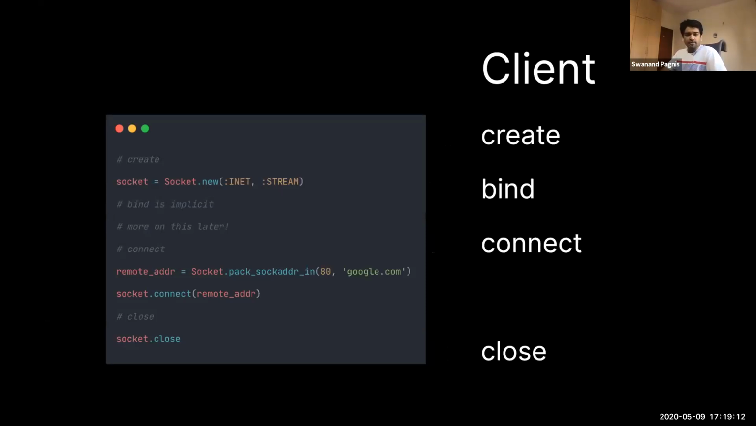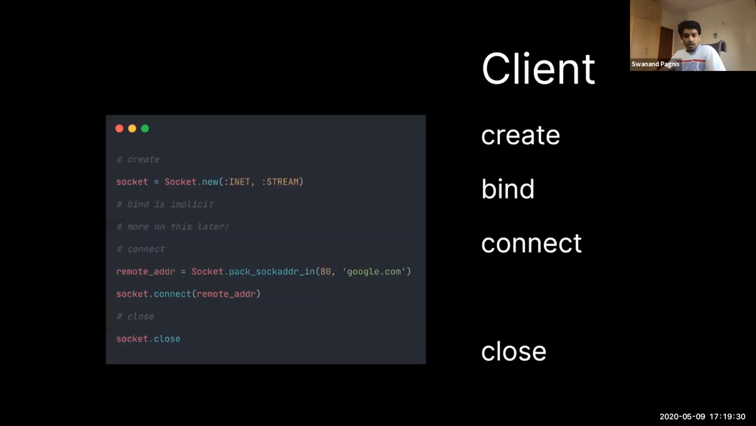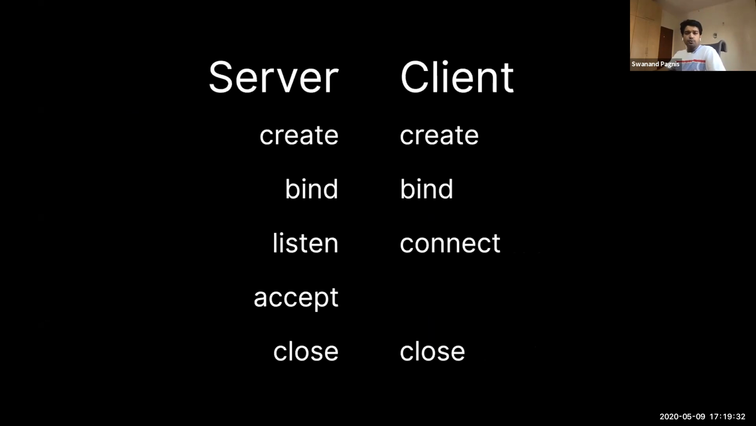This is how the code looks, not very different from our server. The only thing of note here is the bind. The binds are implicit. Basically, depending on whether you're a server or client determines how the bind happens. If you put them together in a comparison, servers and clients both create and bind, that's pretty much the same. Close is also the same, and the difference really is in listen and accept versus connect.